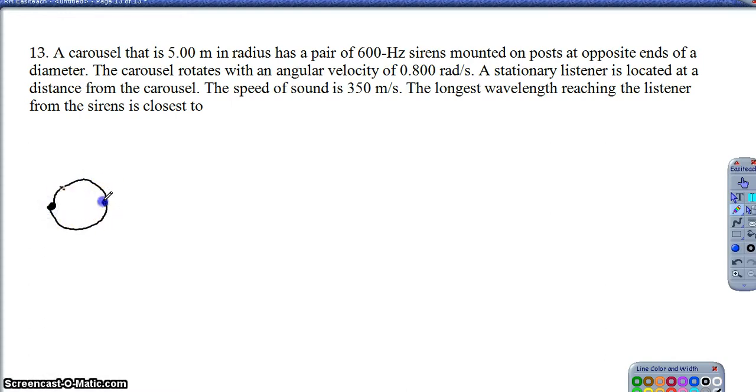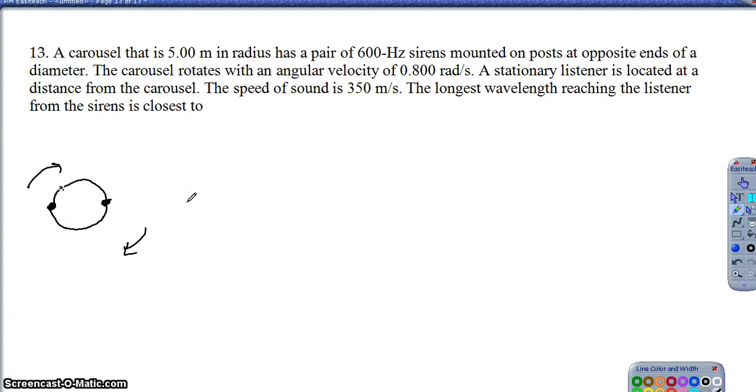And on each end of a diameter of that carousel, you have a 600 hertz siren. So you have this siren that's making noise. The carousel's spinning around, spinning around. You've got that siren on each end of the diameter there that is making a certain frequency.